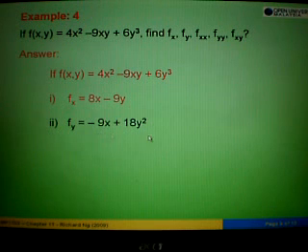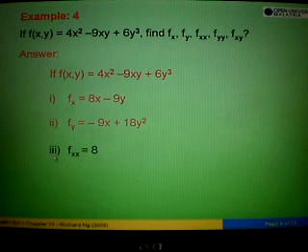So the answer is negative 9x plus 18y squared. So the third part, we are asked to find fxx. So we take from part 1 fx, which is 8x minus 9y. So if we differentiate the second time, compare with x. So here we have x, differentiate 8x will give us 8. Here there's no x, we don't have to differentiate.